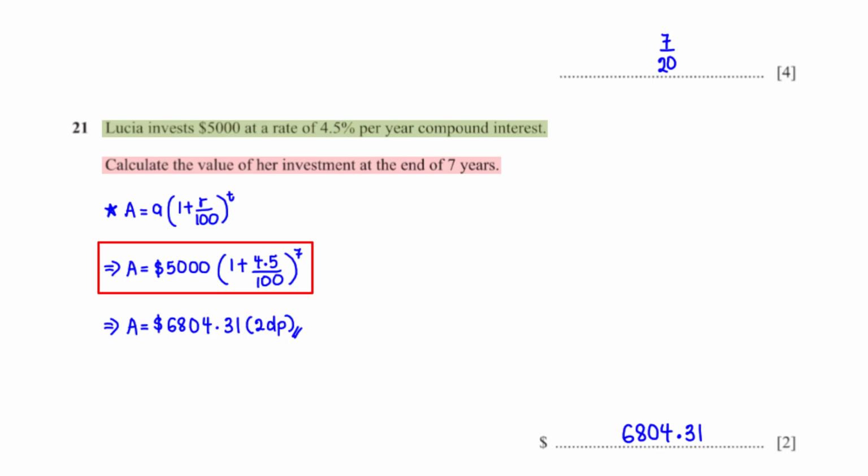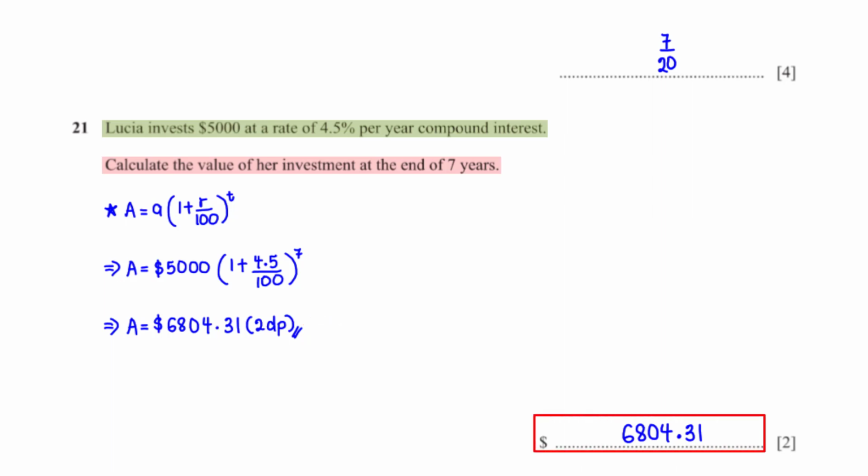R is the annual rate, which is 4.5%, and T is the time duration for the investment, which is 7 years. When we type this into the calculator, we get $6,804.31 rounded to 2 decimal places.